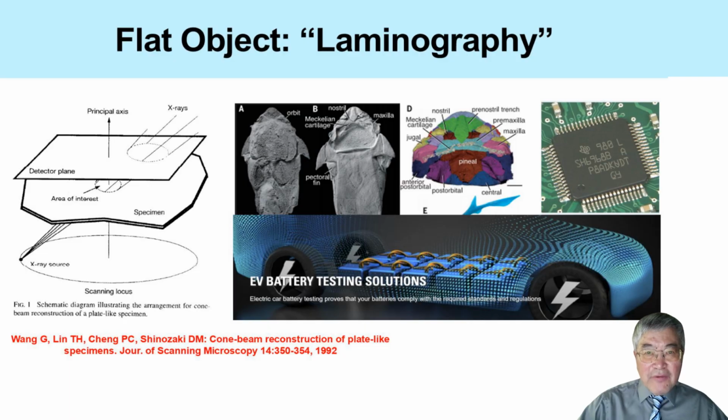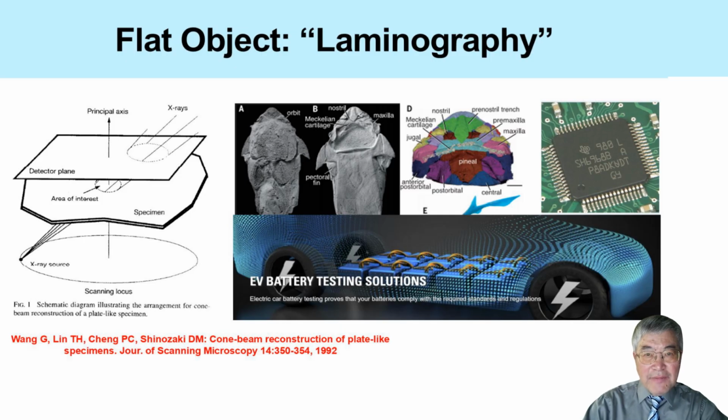For this kind of object, conventional cone beam CT geometry is not always ideal. If we try to scan a flat specimen in the usual way, the projection data may be incomplete or poorly conditioned for reconstruction. To solve this problem, I proposed another adapted Feldkamp-type algorithm, this time for plate-like specimens. This approach is related to what is often called laminography.